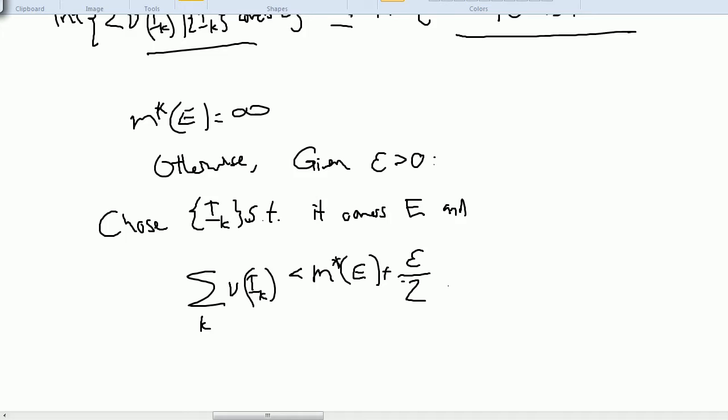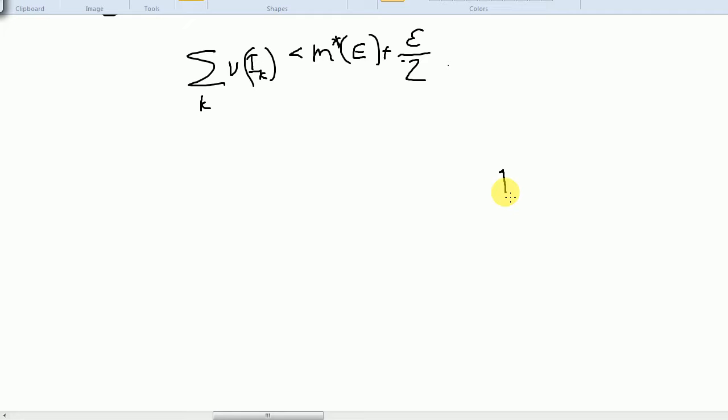Okay, well then each interval I sub k maybe is a closed interval, or maybe a half-open interval, who knows. But what I can do when I have an interval like that is take an open interval that's just a little bit bigger. So I'm going to go just a little bit out on both sides. I'm going to take an open interval.